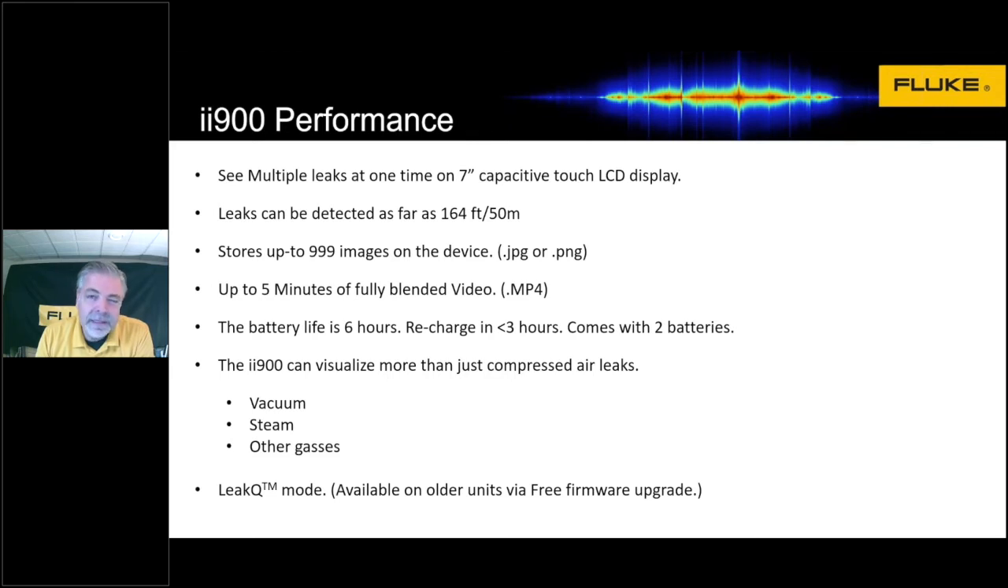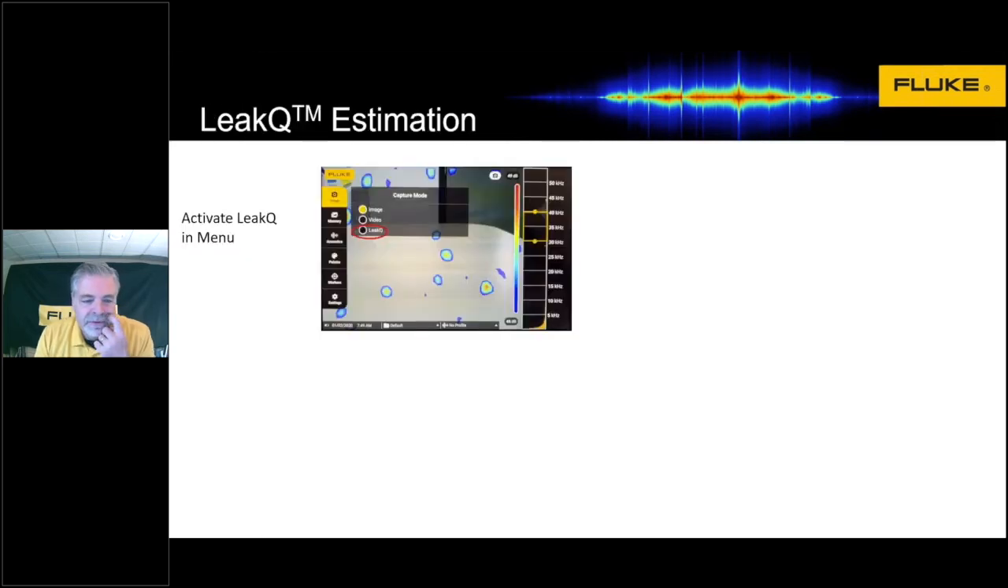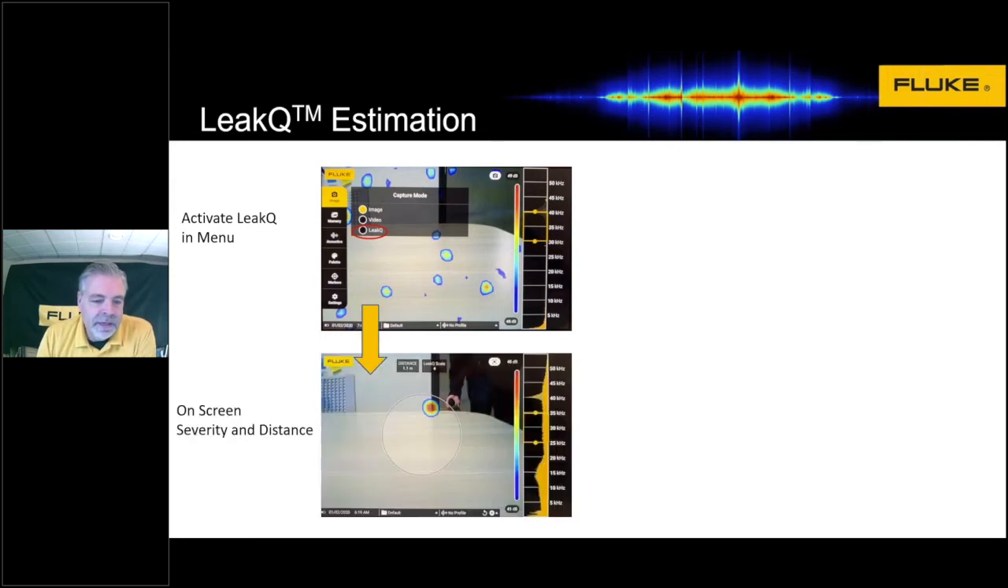About 6 months after we launched the product in April of 2019, we launched a new free firmware upgrade that allowed us to activate leak Q mode. Leak Q mode is a specific function that allows us to take a look at the leaks that we see. We turn on leak Q mode and we generate this circle on the display. Within that circle, we measure the distance to the leak and provide a severity scale from 0 to 10, 10 being the worst and 0 being no leak at all for the most part.